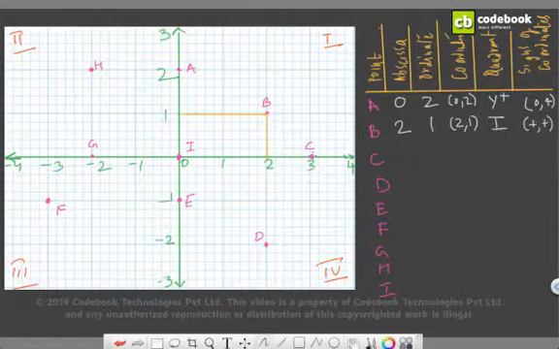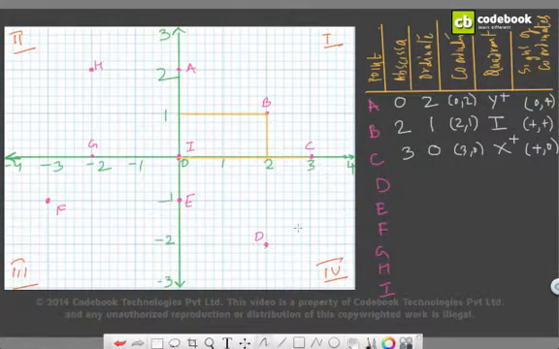Similarly, if you take the point C, it is right on the x-axis. So the abscissa would be the point on the x-axis, which is 3. The y-coordinate or the ordinate is 0 because if you draw a perpendicular line from C to the y-axis, it intersects it at the origin. And the coordinates are (3, 0). The point C is not in any quadrant. It is actually on the positive x-axis. And the signs are positive and 0.